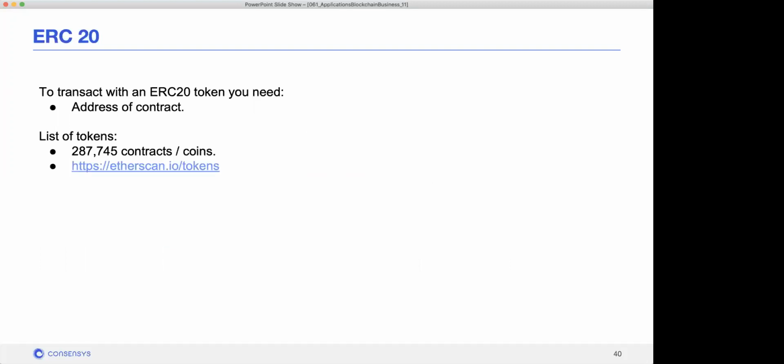And so if you want to create or use an ERC20 token, all you need is the address of the contract because the API, the functions, are standard. There are 287,000 current contracts, and I encourage you to go to that link because the number of ERC20s that are deployed is going up daily. It's funny, I gave this talk back in about January this year, and at that point there were only 240,000 contracts. So it is pretty amazing.